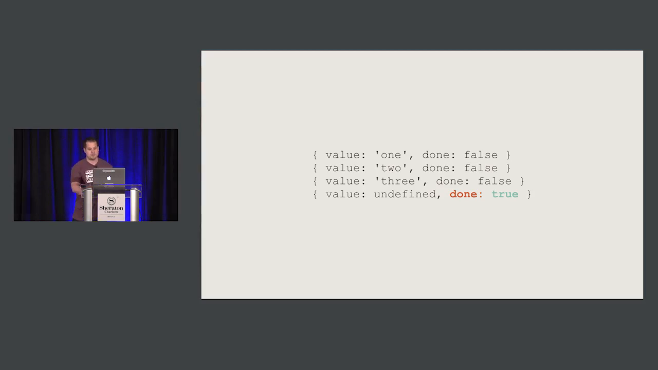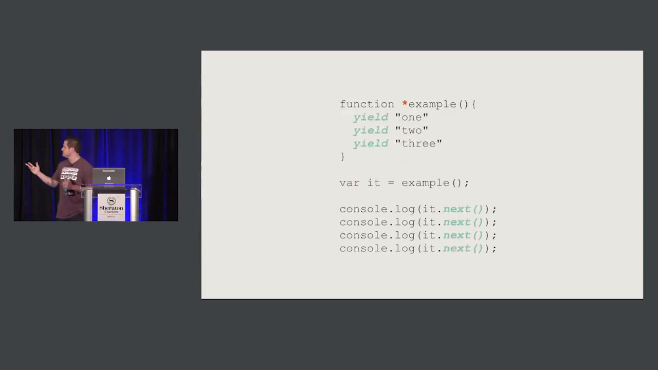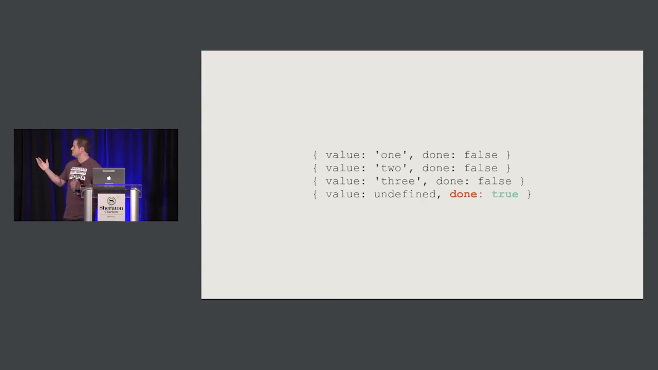The value property is going to be whatever you yield. So in this example, we yield 3 times. As we run it, we get 1, 2, 3, and then the last one is undefined. However, you'll notice done is true now. If you've ever used iterators before in another language, it's actually built on top of iterators. There's some magic going on behind the scenes where yield and next are able to coordinate the iteration.